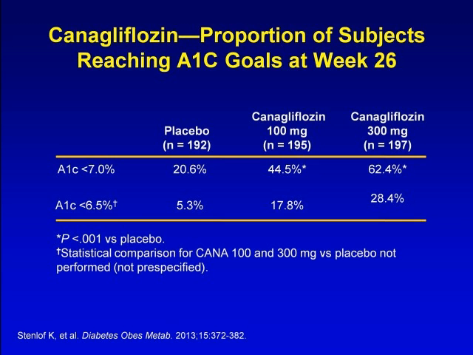The next slide shows the proportion of subjects reaching an A1C goal at 26 weeks was much higher at 300 milligrams of Canagliflozin. If your goal is less than 7%, over 60% of patients met that goal, whereas only 20% of those on placebo achieved that goal.